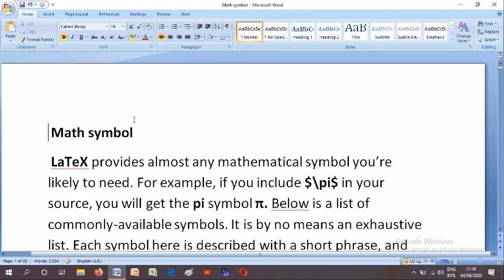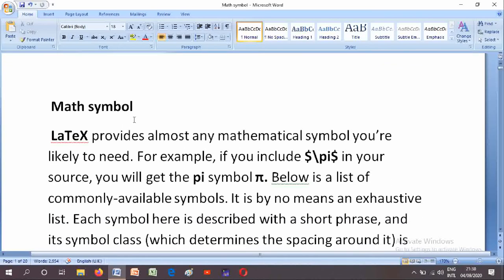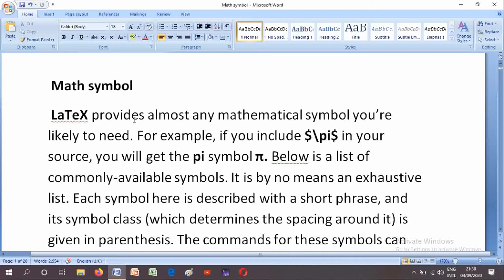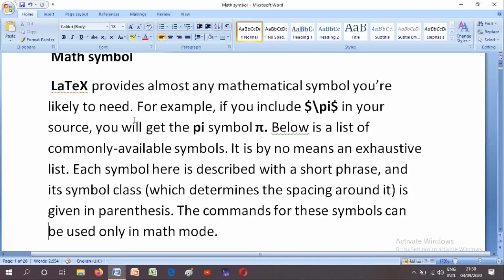Math symbols. LaTeX provides almost any mathematical symbol you are likely to need. For example, if you include $\pi$ in your source, you will get the pi symbol. Below is a list of commonly available symbols. It is by no means an exhaustive list.